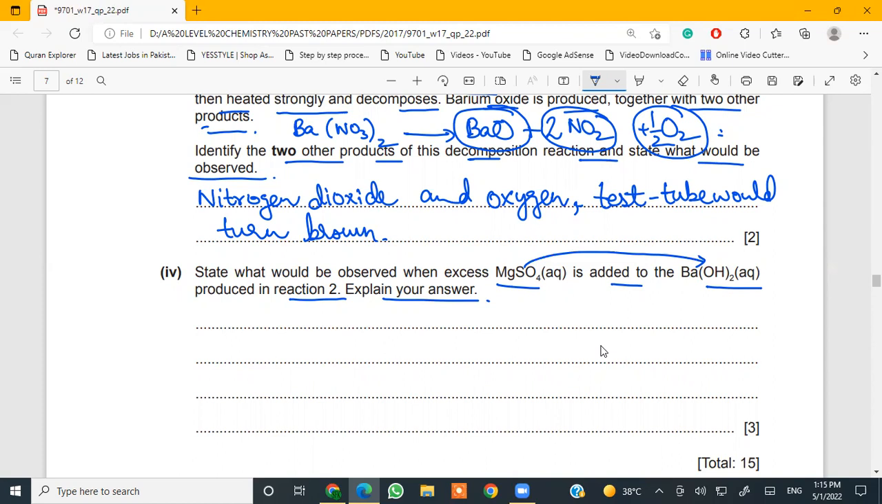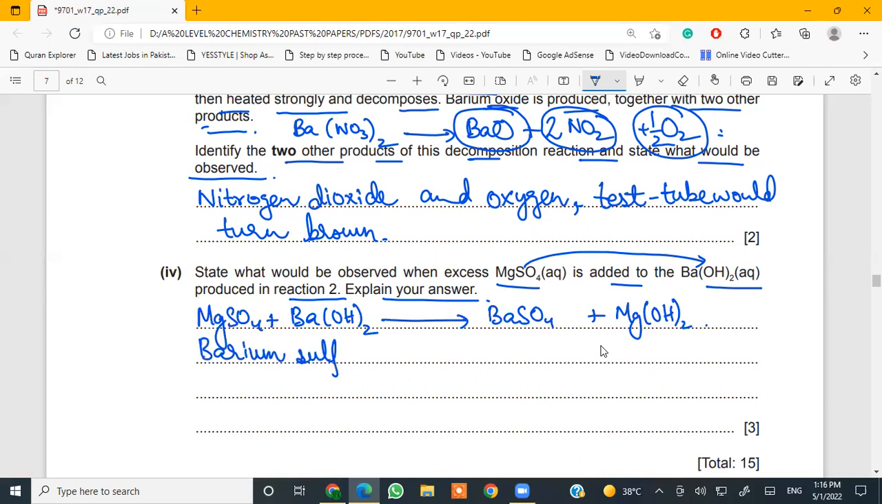And explain your answer. So basically, let's write down the equation first. Barium sulfate reacts with barium hydroxide. It's always good to write down the equation to be on the safe side. All right, it will give you barium sulfate along with magnesium hydroxide. Now, barium sulfate is produced.